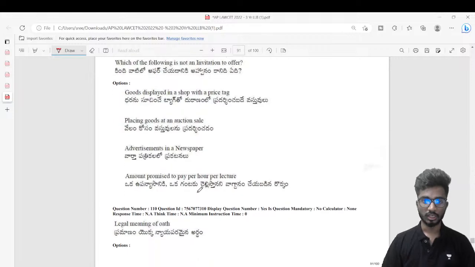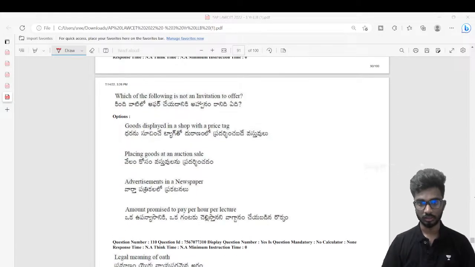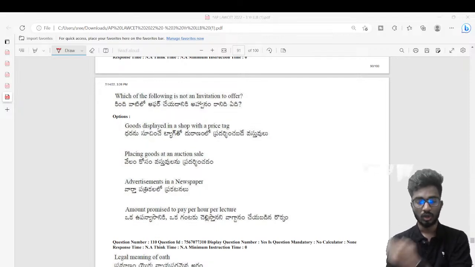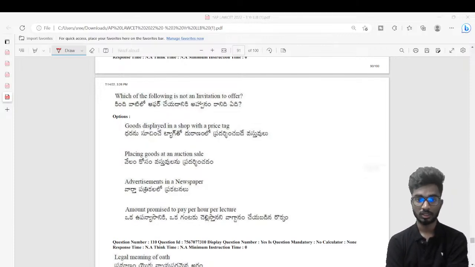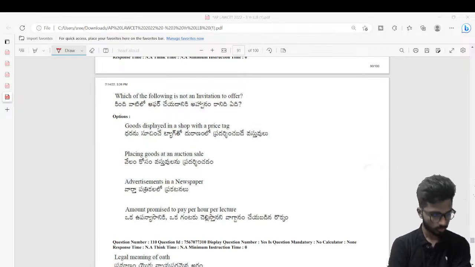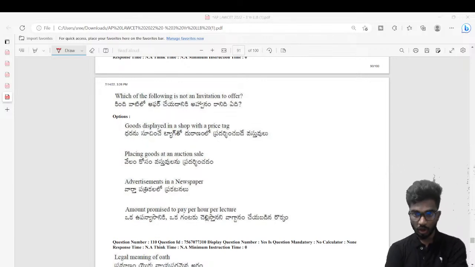Next. Which of the following is not an invitation to offer? When we discussed contract law, I explained the difference between an offer and an invitation to offer. Those who paid very close attention in my class should be in a position to answer this. Well done, Nani, Madhu. Excellent, excellent. Very good, Jivana. So, what is an invitation to offer?